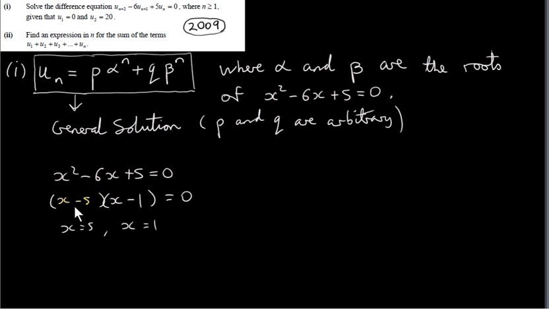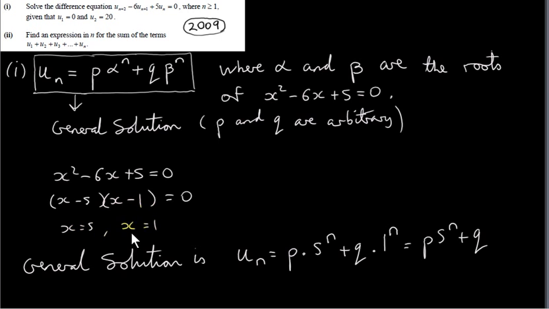It can be factorized into (x - 5)(x - 1). And from that we get the two roots, x = 5 and x = 1. So you can call one of these roots alpha and the other one beta. It doesn't matter. So I'm letting alpha equal 5 and beta equal 1. So we get p times 5^n plus q times 1^n. So this is the general solution. 1 to the power of any number is just 1, so we can simplify this to p times 5^n plus q.